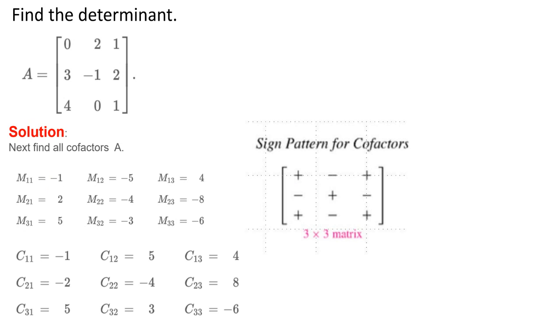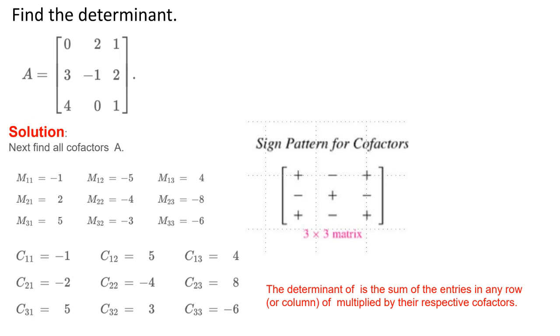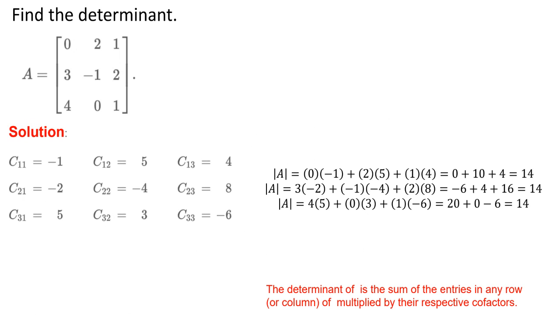-4 times a positive is -4, and so on. So now we're left with these numbers, and the determinant is going to be the sum of the entries in any row. You can pick any row or any column and take the sum of it, and that's going to be your determinant.